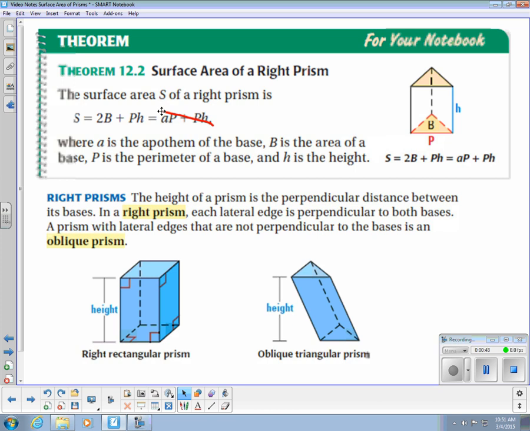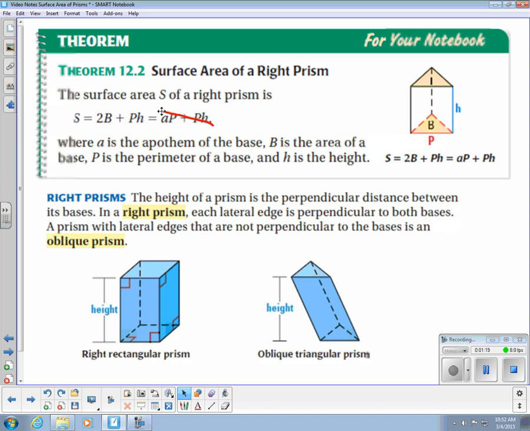Remember that the big B stands for the area of the base. You'll need to show your work for the base area, and then the big P is the perimeter of the base, and then the little h is the height, which is the distance between the bases of the prism. There are different kinds of prisms. We have a rectangular prism and we have an oblique prism. In a rectangular prism, your height is a lateral edge. In an oblique prism, your height would be outside and would be a piece that's perpendicular to the base.